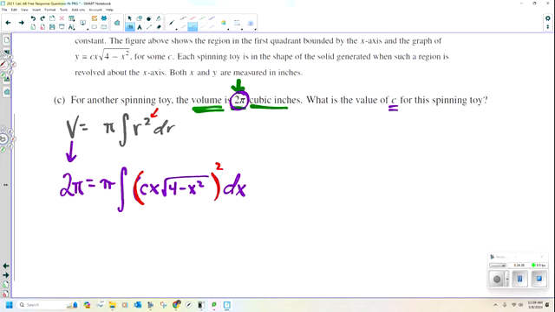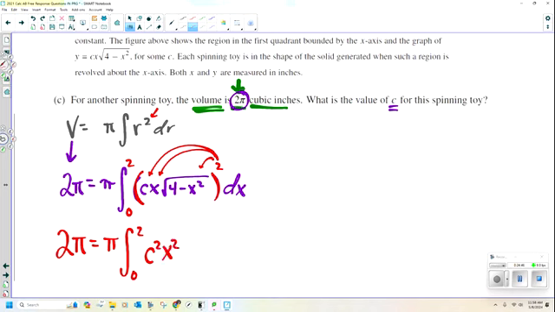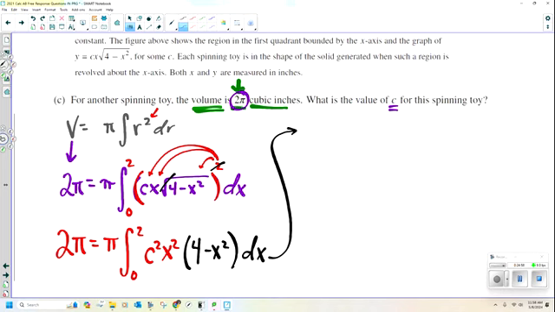So if I square everything in here, this exponent's got to apply to the square root, which it'll cancel, to the x, and also to the c. So I now have 2 pi equals pi, the integral from 0 to 2. Let's not forget that. It's c squared times x squared, and the square and square root cancel. So times 4 minus x squared dx. This will make our integral a million times easier. I was looking at that like, this shouldn't be that hard, but it is.